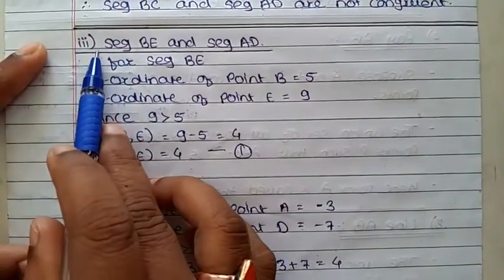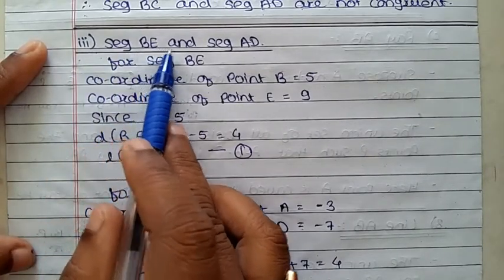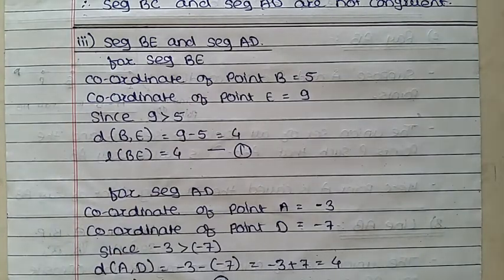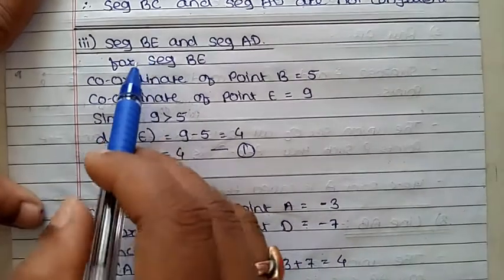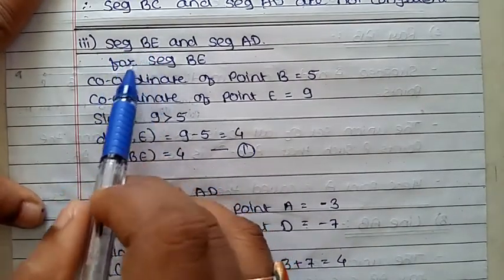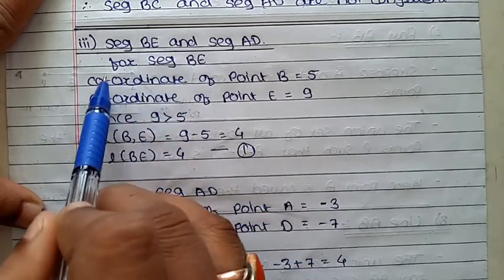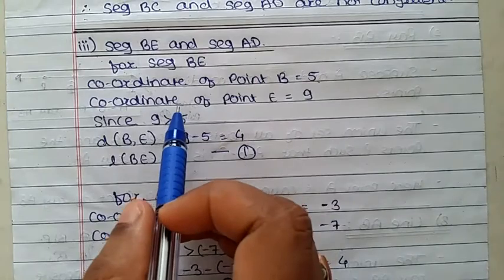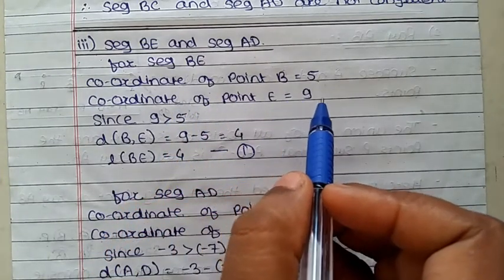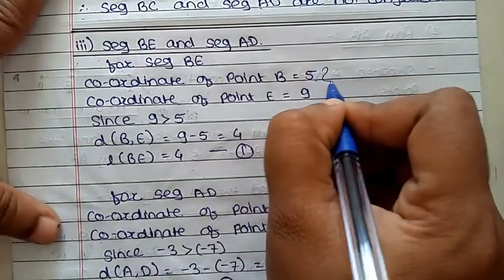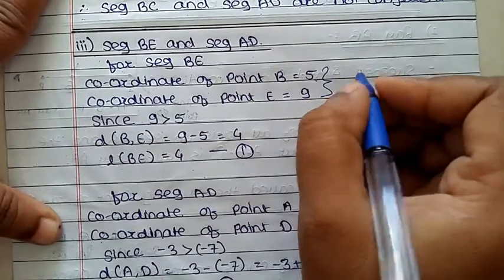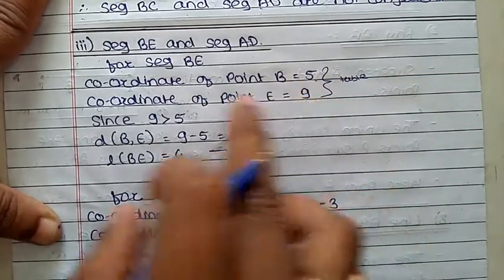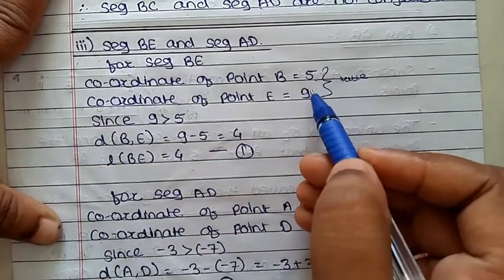Next, third part, that is segment BE and segment AD. So we have to prove that these two segments are congruent or not. Okay. So consider the first segment for segment BE. So coordinate of point B is equal to what? 5 and coordinate of point E is equal to what? 9. This is right with the help of the table. All these values are shown in the given table. Okay, that is 5 and 9.